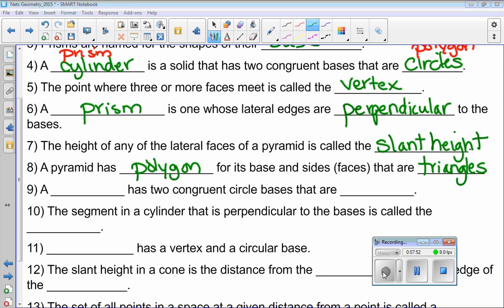A blank has two congruent circle bases. A cylinder. That one's definitely the cylinder one, right? And what's true about those circles? They are parallel. I agree. Any of the bases will be parallel. They're going to be congruent.